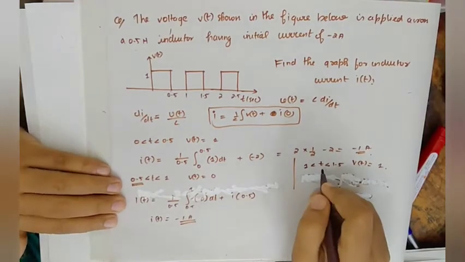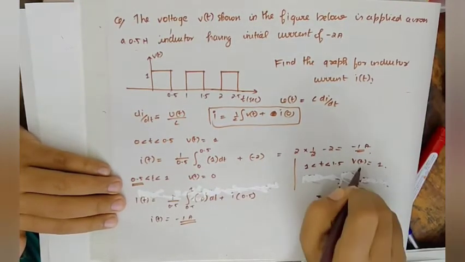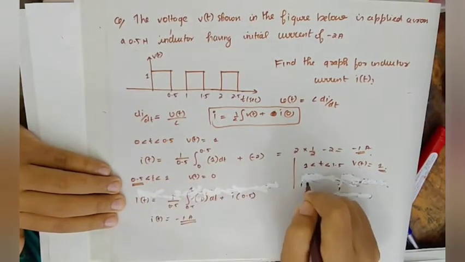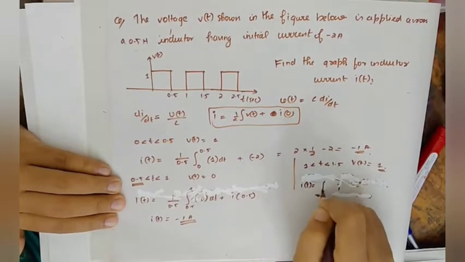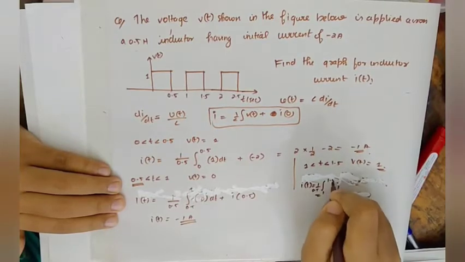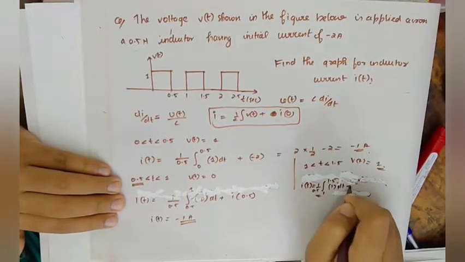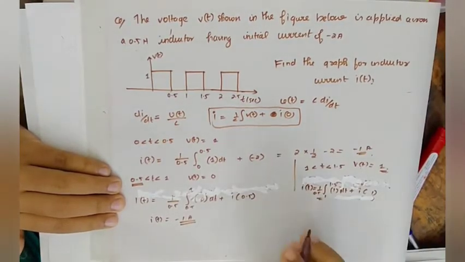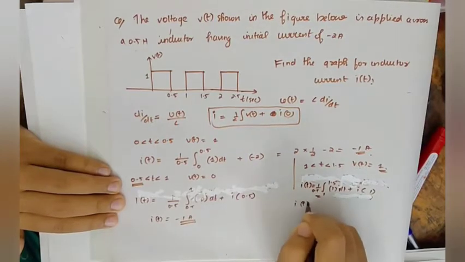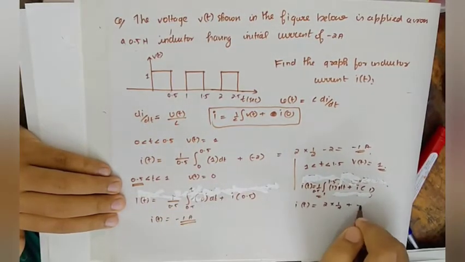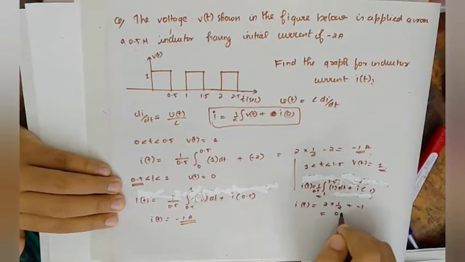For 1 less than t less than 1.5, V of t is equal to 1. And again I am writing the equation for I of t is equal to 1 by 0.5 integral 1 to 1.5 of 1 into dt plus I of, what is the initial condition? I of 1. So I of t here equals 2 into 1 by 2 plus I of 1, which is minus 1 itself, right? So the answer is 0 ampere.